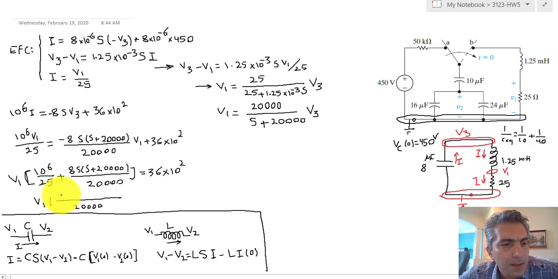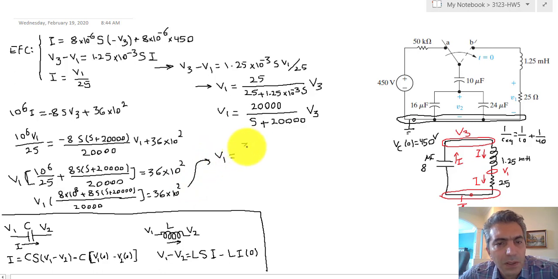That's 8 times 10 to the... That's 800. So that's 8 to the 8 plus 8s times s plus 20,000 is equal to 36 times 10 to the 2, and from this we can calculate V1 to be 36.